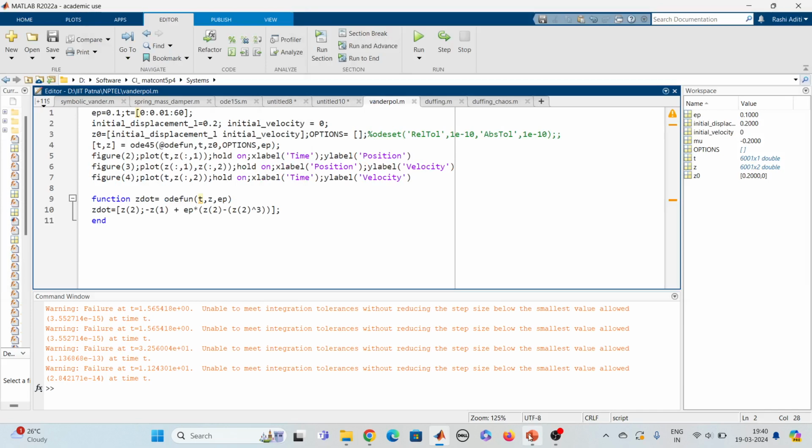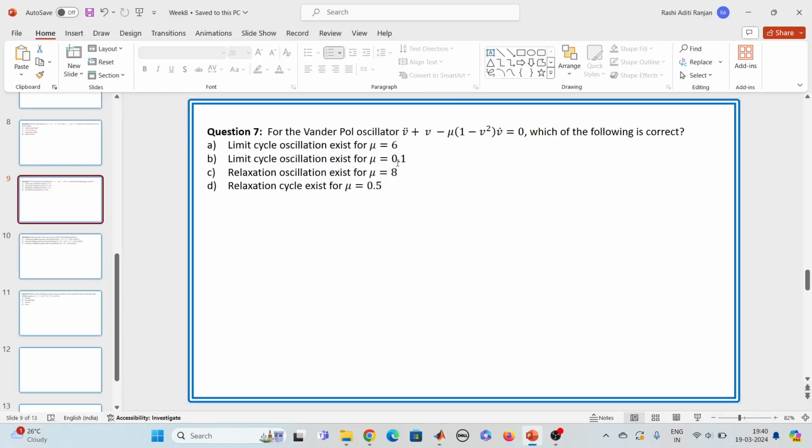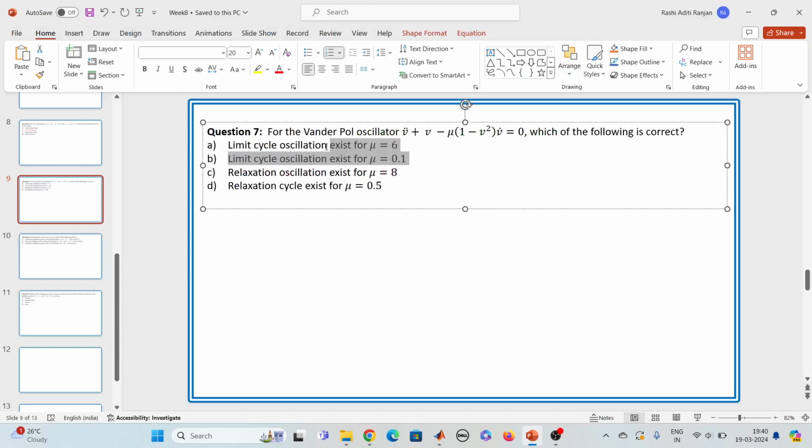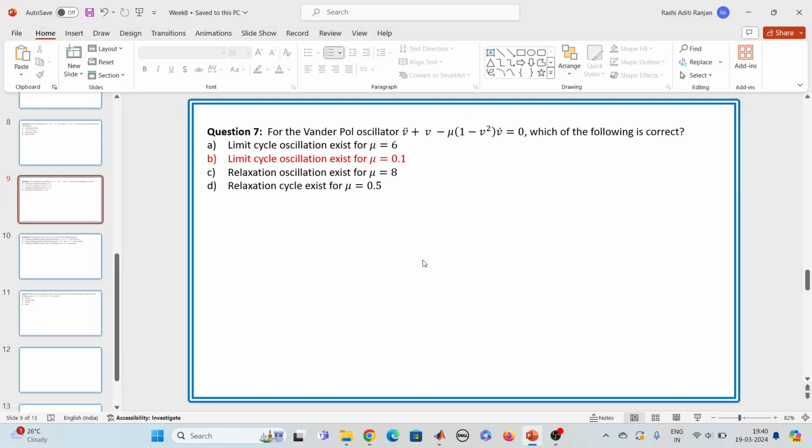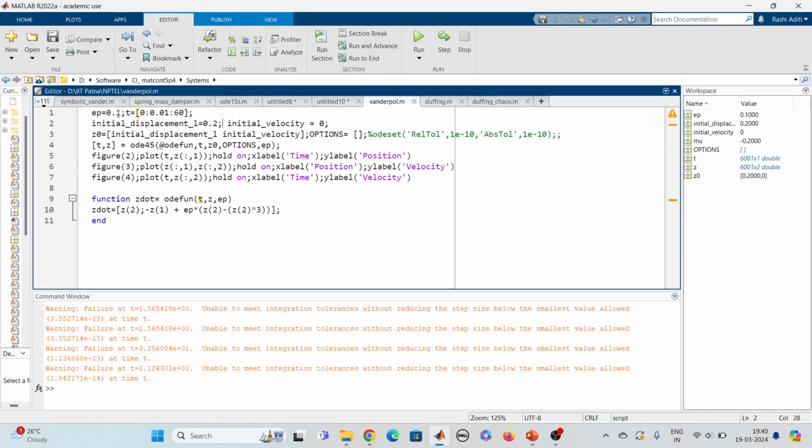Now coming on to option C. So my option B is correct, right? For mu 0.1, I have a limit cycle. Right, if I talk about option C, relaxation oscillation exists for mu 8. Let us take mu as 8 and then simulate.